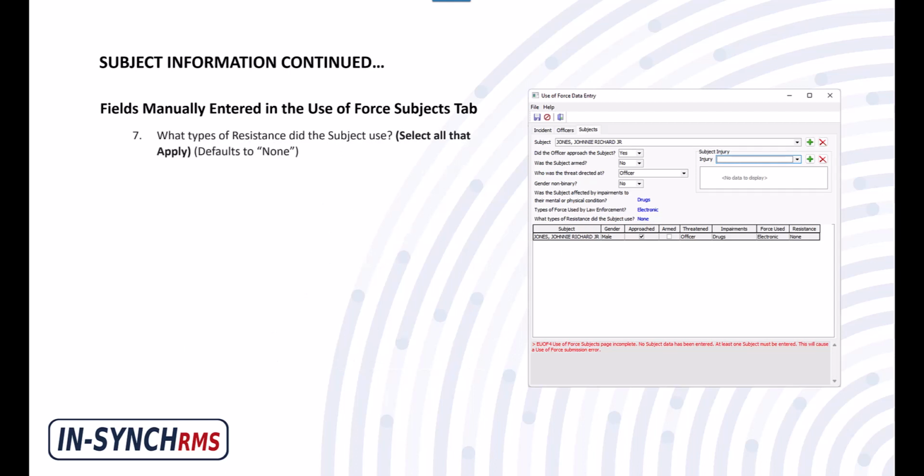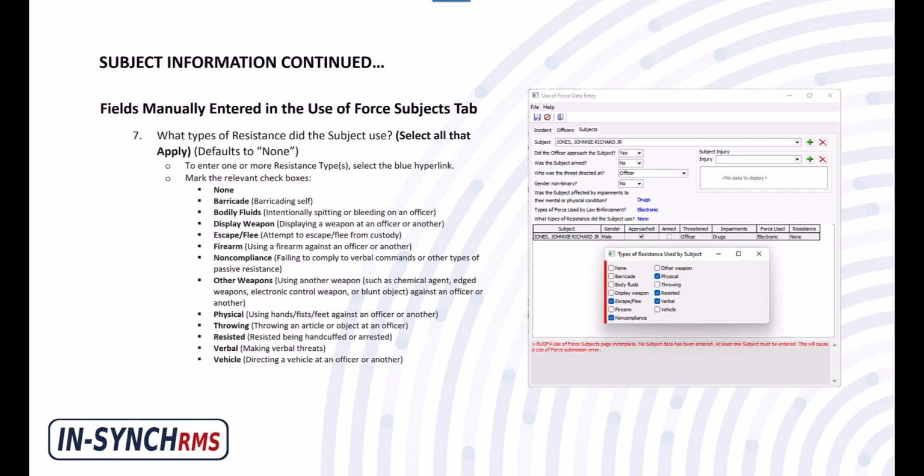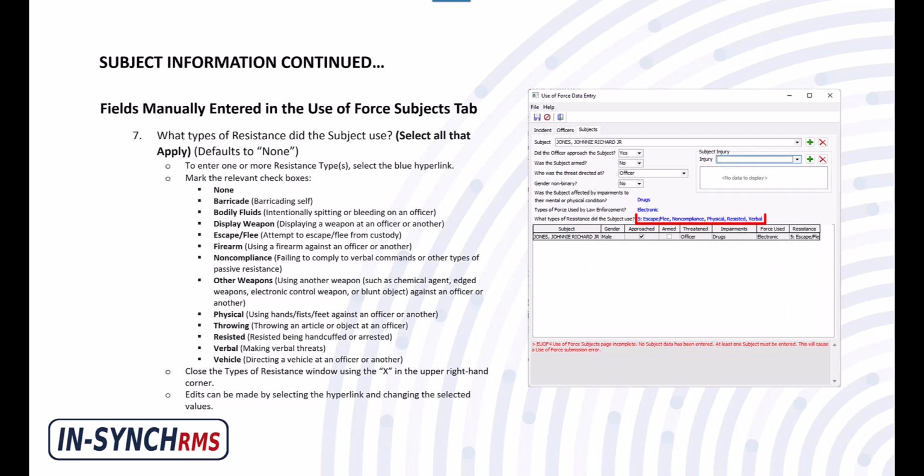7. What types of resistance did the subject use? Select all that apply. To enter one or more resistance types, select the blue hyperlink. Mark the relevant checkboxes: none, barricade, bodily fluids, display weapon, escape/flee, firearm, non-compliance, other weapons, physical, throwing, resisted, verbal, or vehicle. Close the Types of Resistance window using the X in the upper right-hand corner. Edits can be made by selecting the hyperlink and changing the selected values.